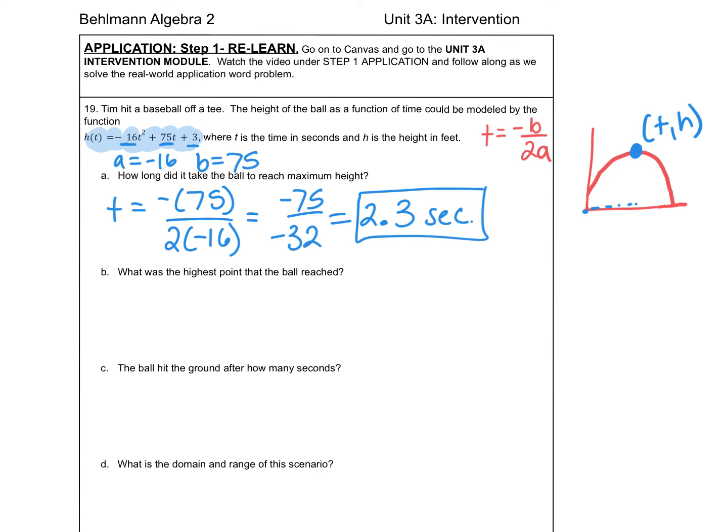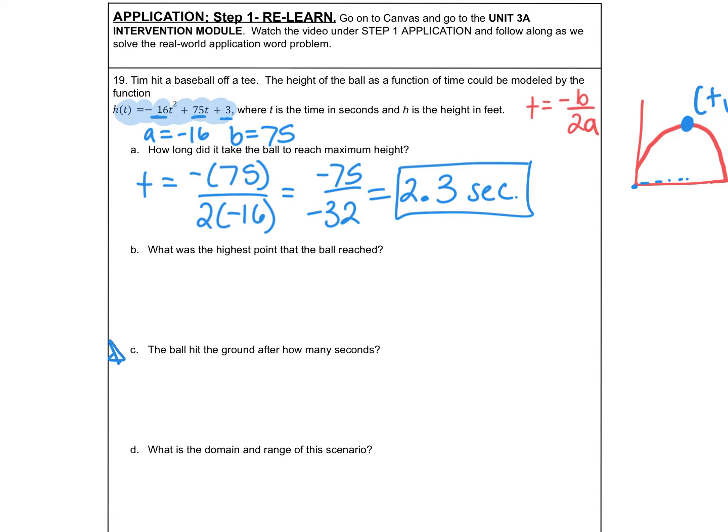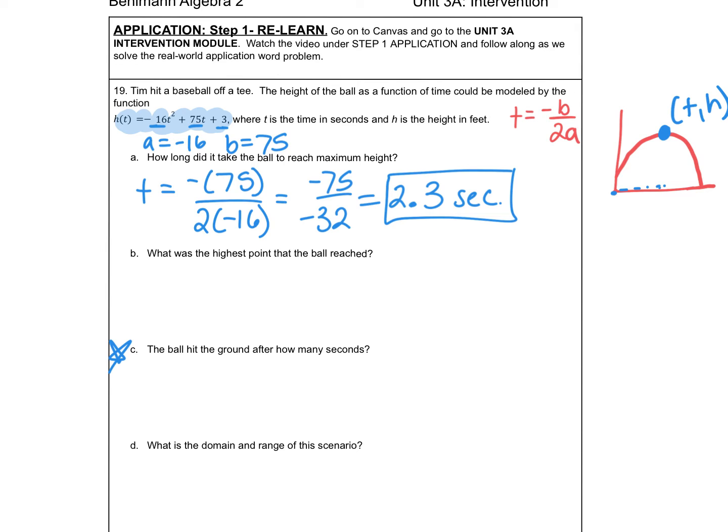Okay, so you could go ahead and hop down to part C. The ball's going to hit the ground after how many seconds? Well, it's going to hit the ground at just 2.3 times 2. It's the easiest one. I don't know why so many of us missed that. It's 4.6 seconds.